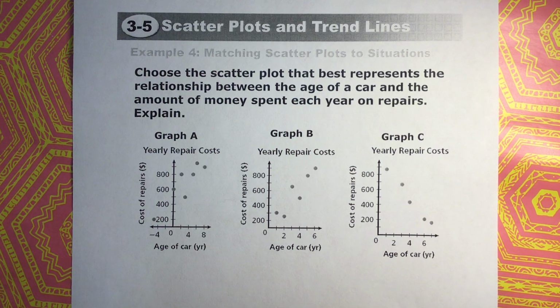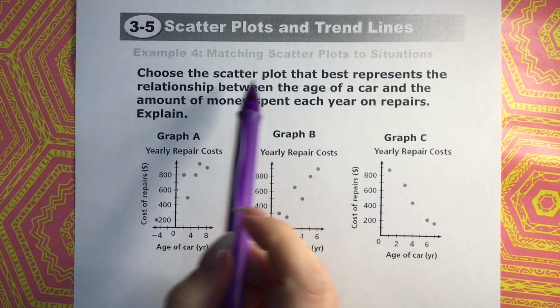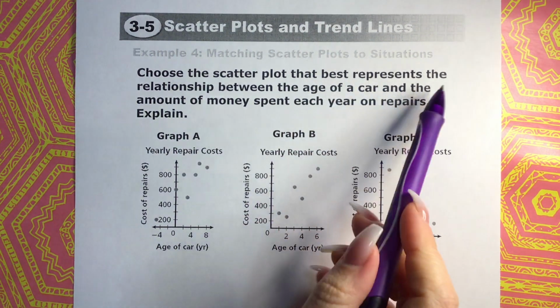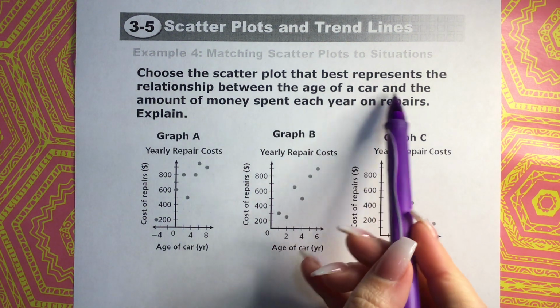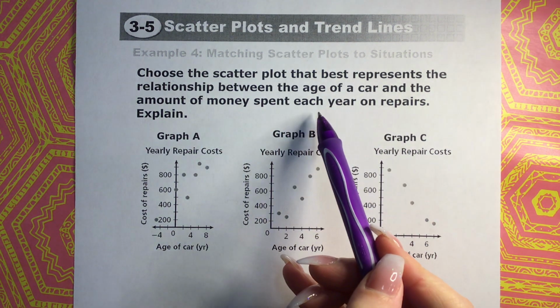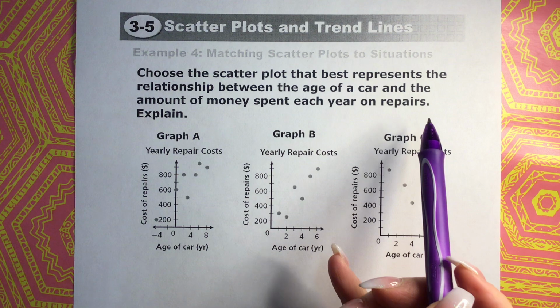All right, we're back for example 4, matching scatter plots to situations. So what we're going to do in this example is choose the scatter plot that best represents the relationship between the age of a car and the amount of money spent each year on repairs.